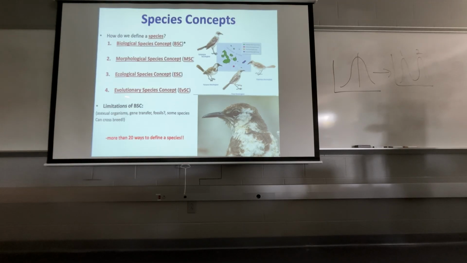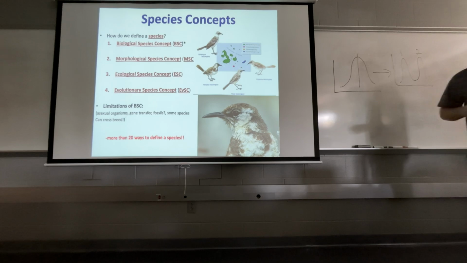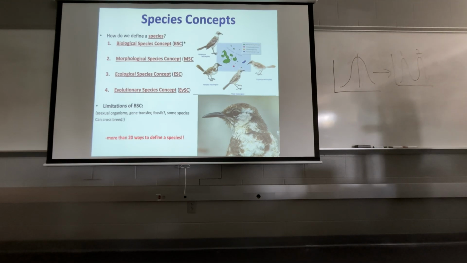Number 4 is the evolutionary, or what they call the phylogenetic species concept, where they group organisms based on dichotomous branching, or how closely related they are to each other. And we're going to do some phylogeny work as we move through the next few lectures.